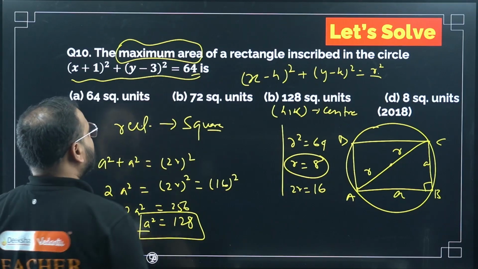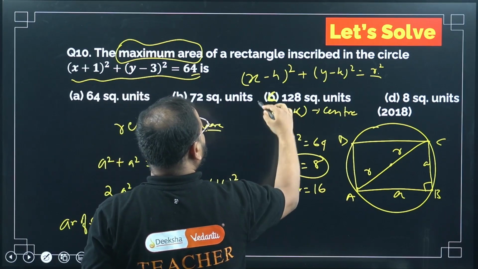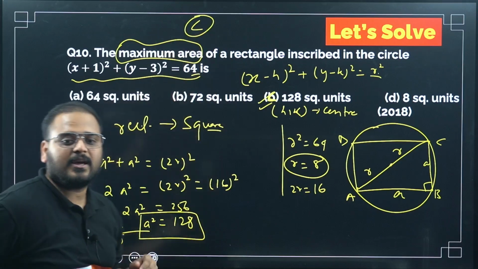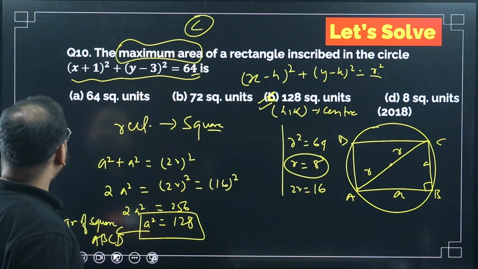128 square units. Option number, this is not, forgive me, this is C actually. Option C is my correct answer. Okay, I hope this is clear. This is it for the session.